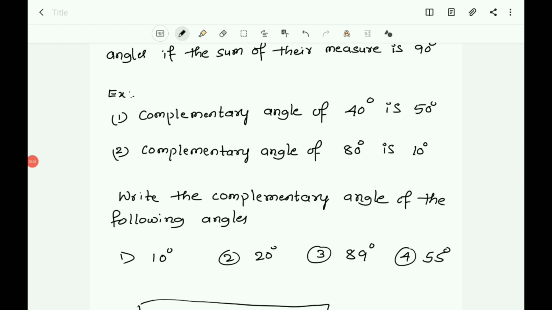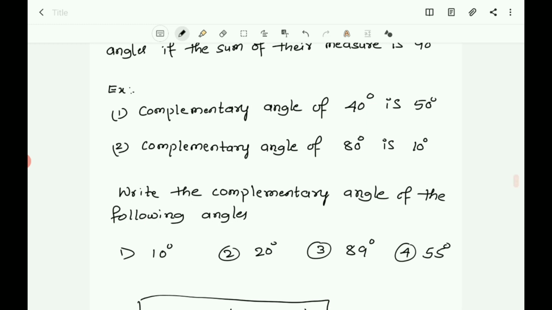Now write the complementary angle of the following angles: 10 degrees, 20 degrees, 89 degrees, 55 degrees. The complementary angle of 10 degrees is 80 degrees. Complementary angle of 20 degrees, 70 degrees. Complementary angle of 89 degrees, 1 degree. Complementary angle of 55 degrees, that is 35 degrees. In this way, you will get the complementary angle.